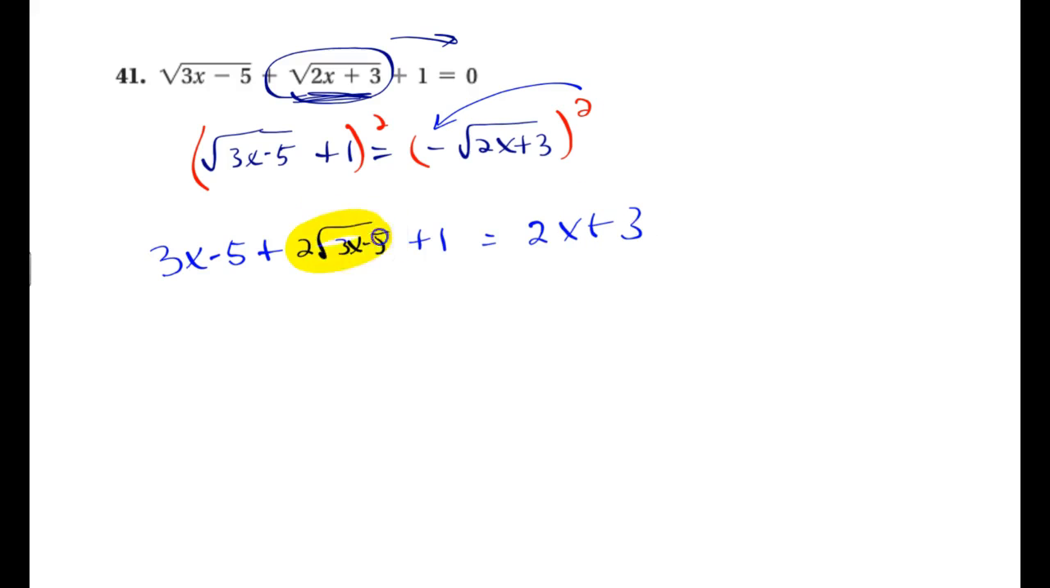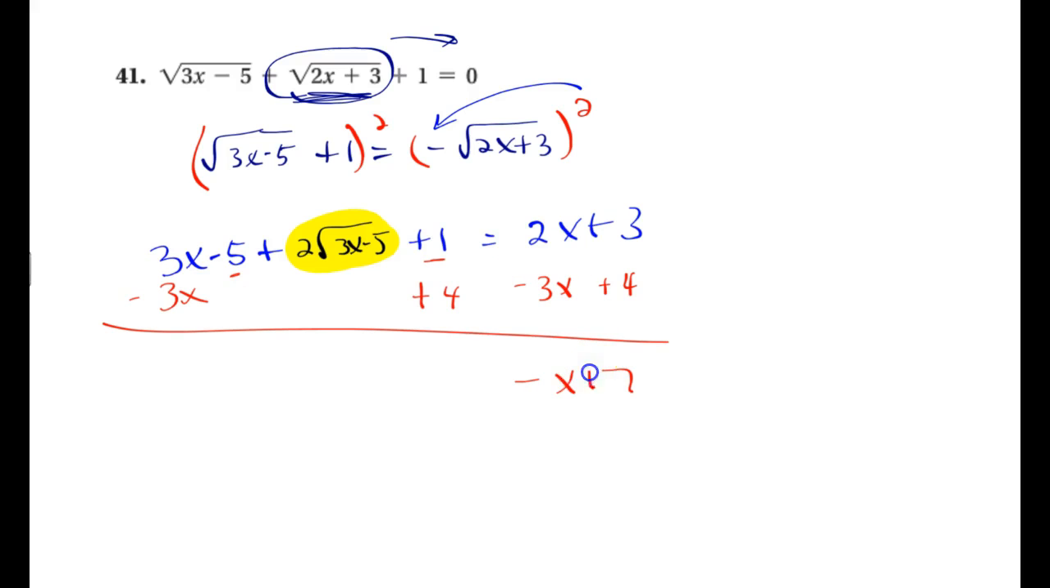Next, I want to isolate this radical again. And I can do that by combining like terms. There's a negative 4 on this side, so I'm going to add 4 to both sides and subtract off 3x for a negative x. And I'm left with this yellow blob, which again, I wouldn't divide through by the 2 because that'll create some fractions. I would simply just square both sides again.